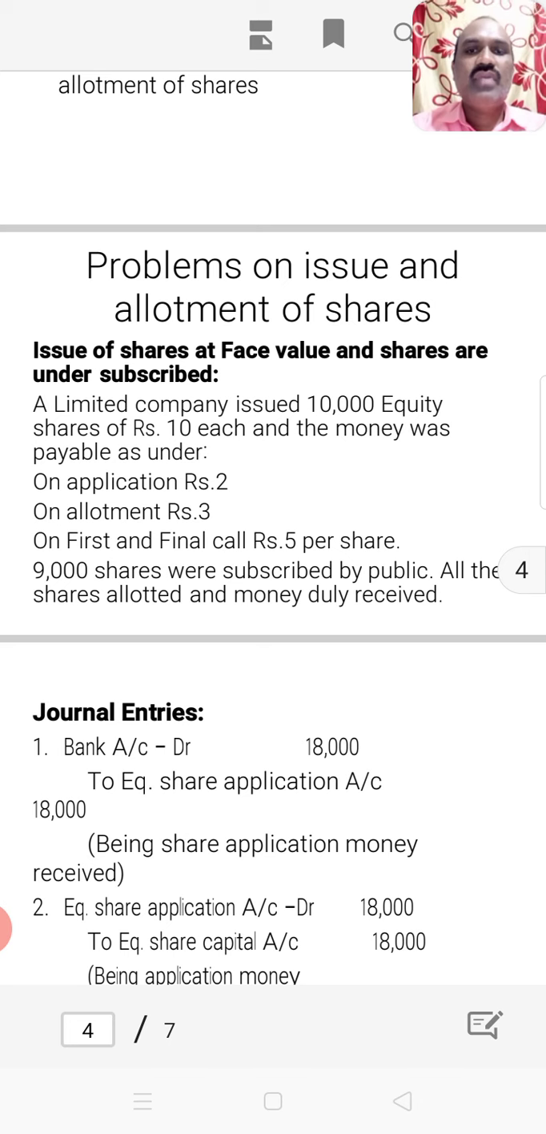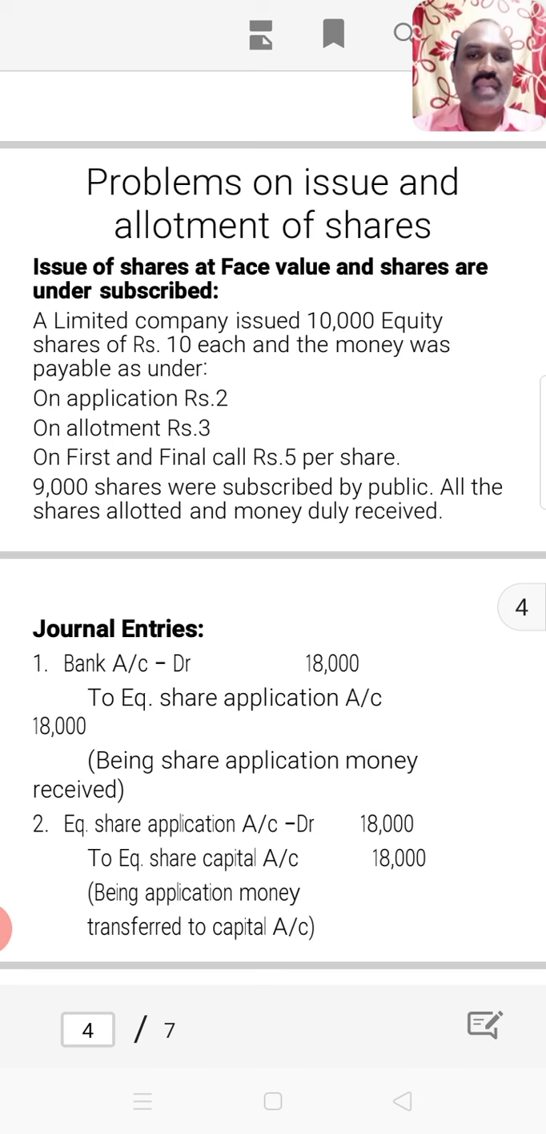Though the company issued 10,000 equity shares, the public has subscribed only for 9,000 shares. This is called subscribed capital. 9,000 shares are called subscribed capital. All the shares are allotted and the money is duly received by the company. Since the number of shares subscribed is less than the shares issued by the company, all the shares will be allotted to the public and the money will be received from them. In this particular problem, all the shareholders have made all the payments without any arrears.